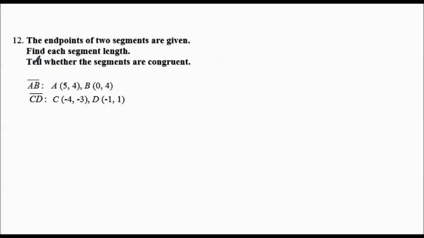So now that we've done many review problems, from now on you probably already know how to do this problem. The endpoints of 2 given segments are given. You have to find the length of each segment, which at this point you should know to use the distance formula for both of them. You do the distance formula twice, once for AB and then again for CD, and you tell whether the segments are congruent or not.